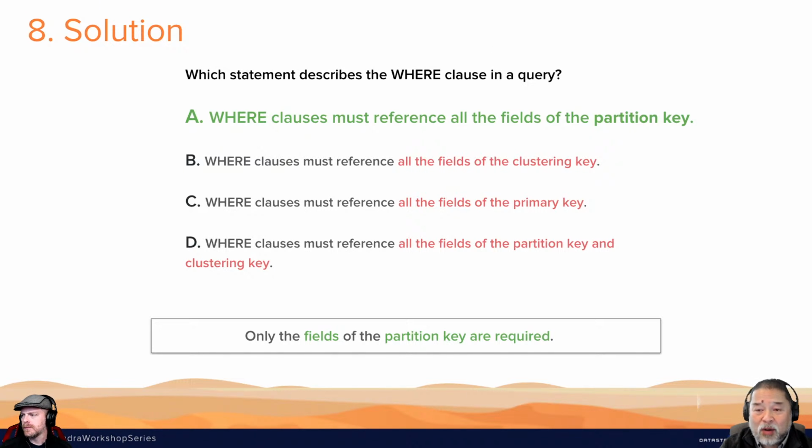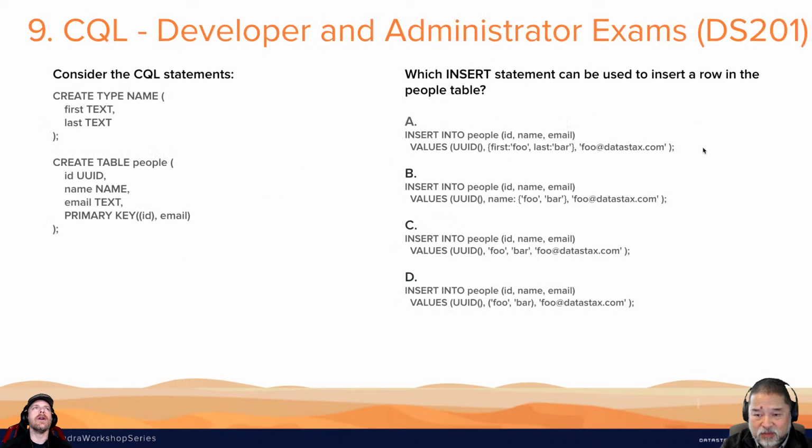So the requirement here is that the where clause must reference all the fields of the partition key in order to specify a single partition, or perhaps a countably small number of partitions. Could you have the entire primary key or clustering key columns? Sure, but the only requirement is all the partition key columns. So A is the correct answer. That's right.